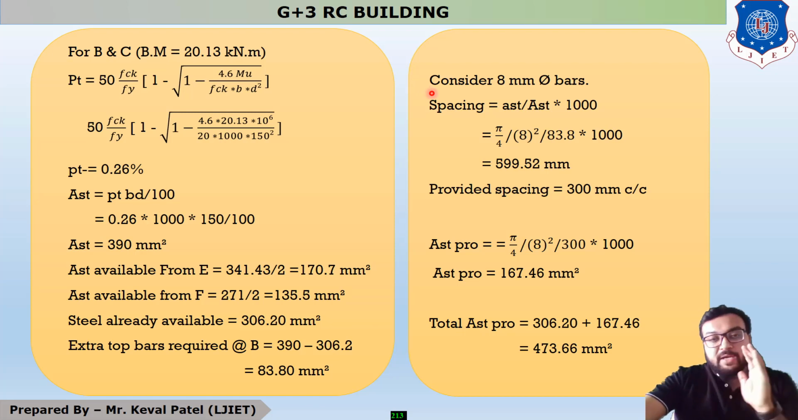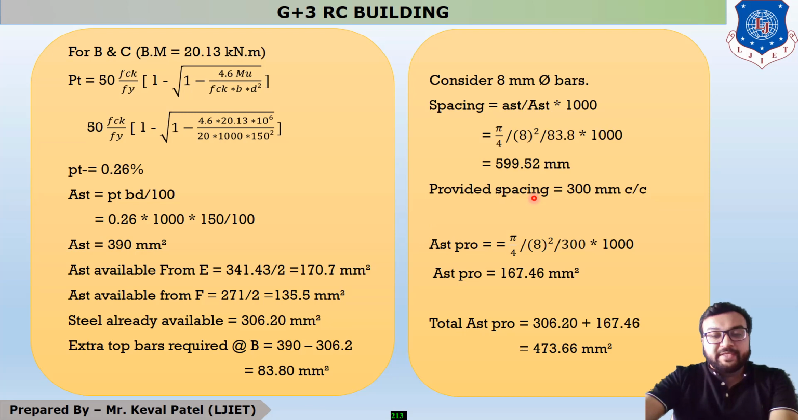For the extra top bar, you have to provide 8 mm or 10 mm, but in this example, we have to provide 8 mm diameter bars. So for 8 mm diameter bars, you have to provide spacing. So your answer of spacing is 599.52. But as per IS codal provisions, for main steel, the spacing is not greater than 300 mm. So we have to provide spacing equal to 300 mm.